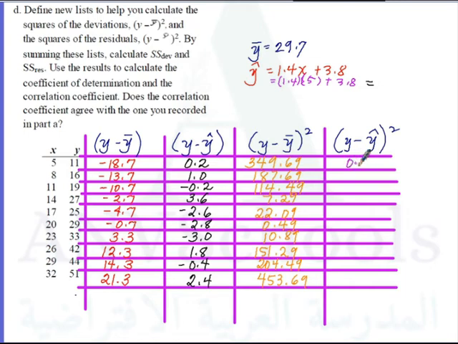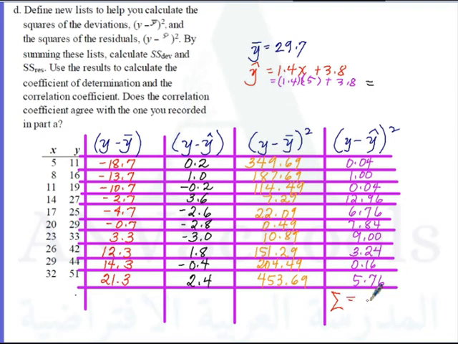That's 0.04, 1.00, 0.04, 12.96, 6.76, 7.84, 9.00, 3.24, 0.16, and 5.76. Now we have to get the sum of the squares of the residuals, or the SS res.